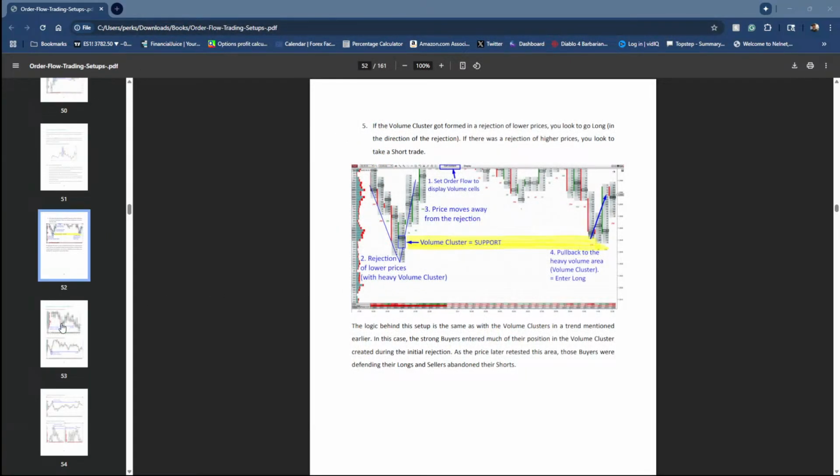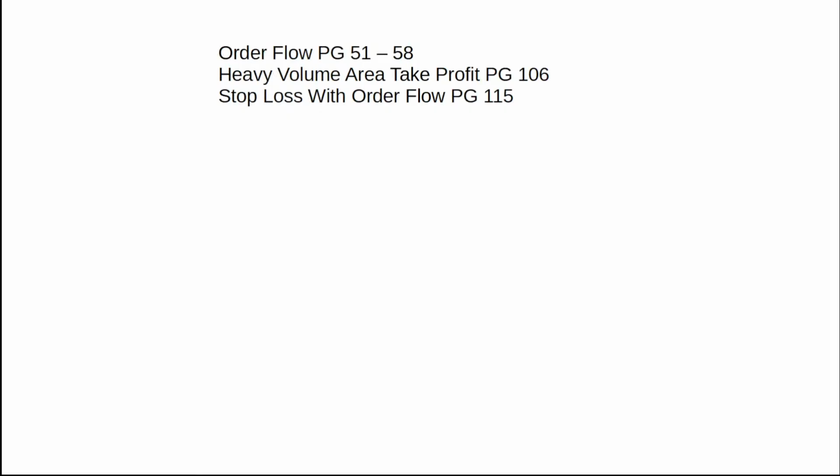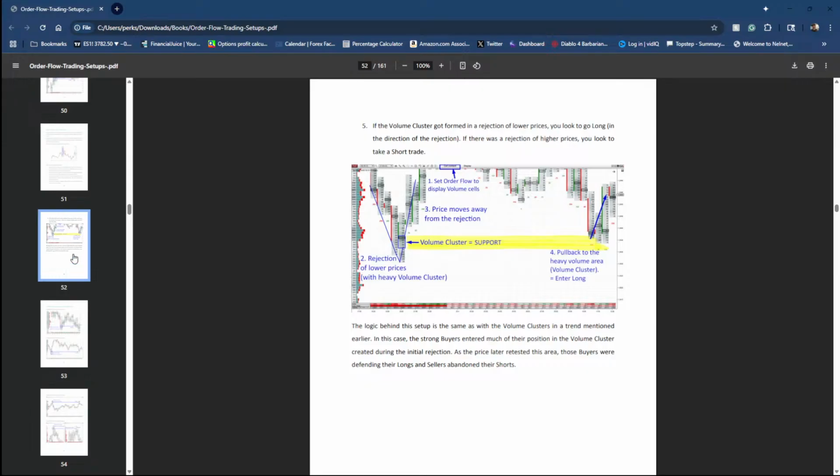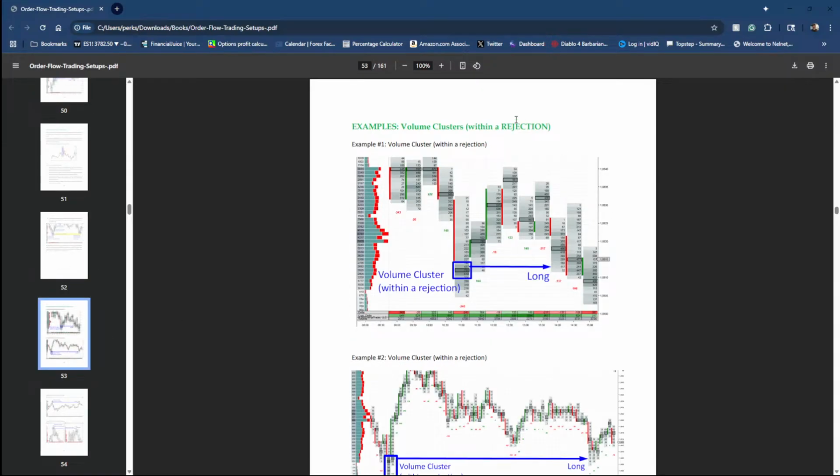So then next, I think I wanted to go from page 51 all the way to 58. Yeah. So here are our volume clusters with a rejection, or I don't know why he's calling this a rejection. This is a bounce. Reject at the top, bounce at the bottom.